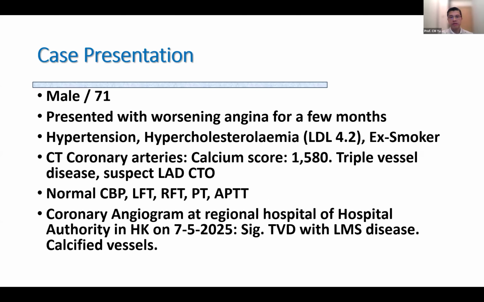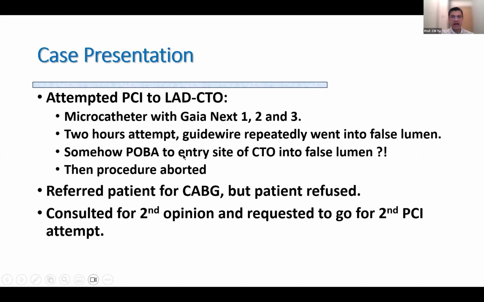Now, he had an angiogram done at the regional hospital under the Hospital Authority in Hong Kong in early May. It showed significant triple vessel disease with left main disease involvement. The vessels were calcified. So they attempted the PCI for the LAD CTO with the use of a microcatheter, including typical CTO guidewires, the Gaia Next family 1, 2, and 3. They had 2 hours of attempt, going straight to the CTO first.